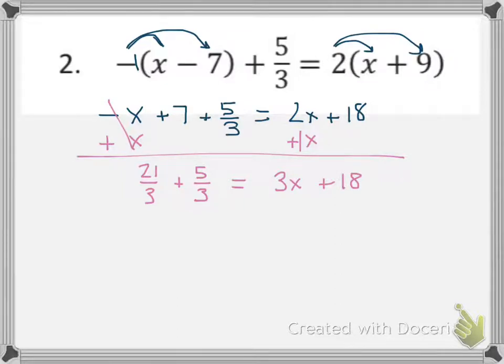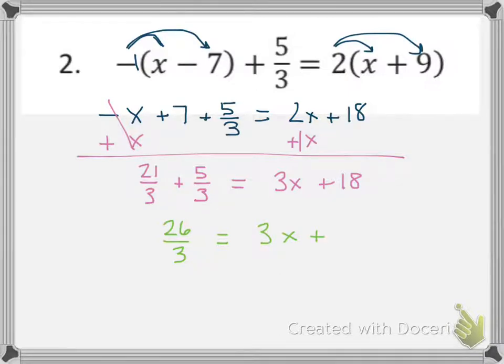Okay, now I can add on the left side. So let's do that. 21/3 plus 5/3 is 26/3. And that's equal to 3x plus 18.